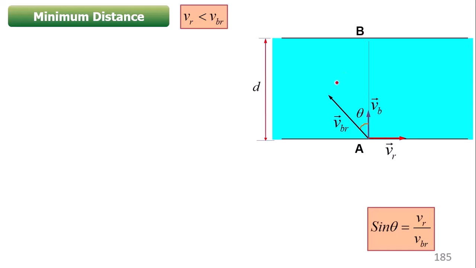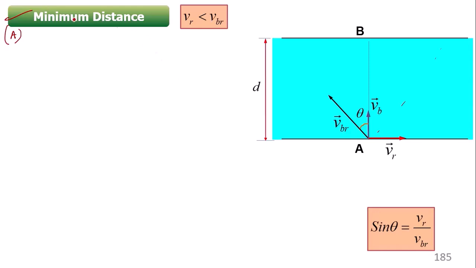So, the boat is actually moving from A to some other point C. But now we want to calculate the minimum distance. For this minimum distance, there are two categories. First category, let us call it category A, for minimum distance where I want to apply the concept that the drift is zero.